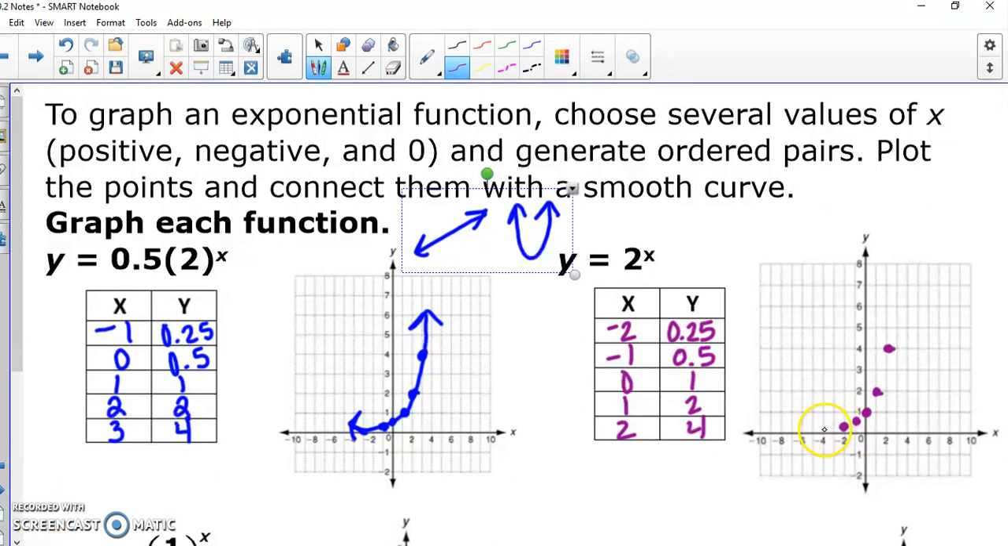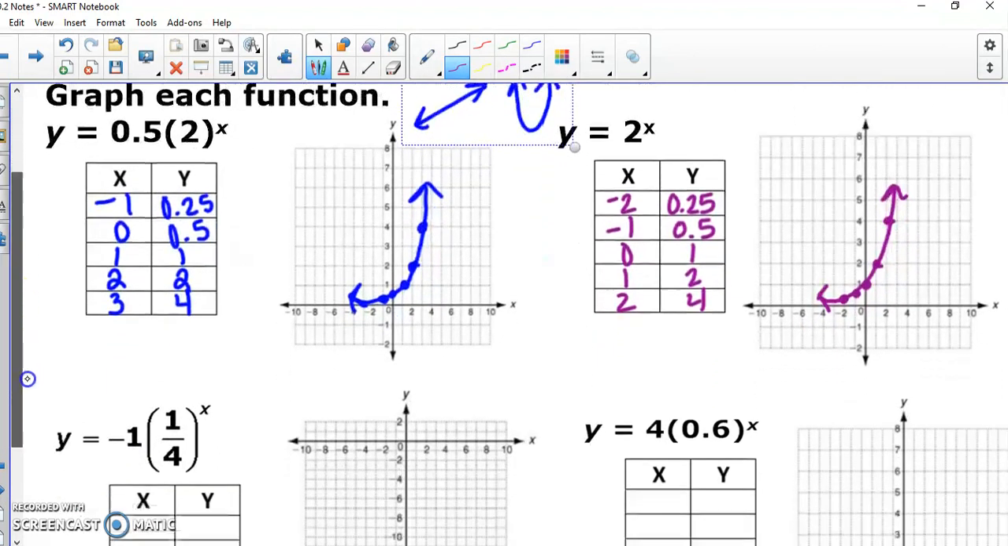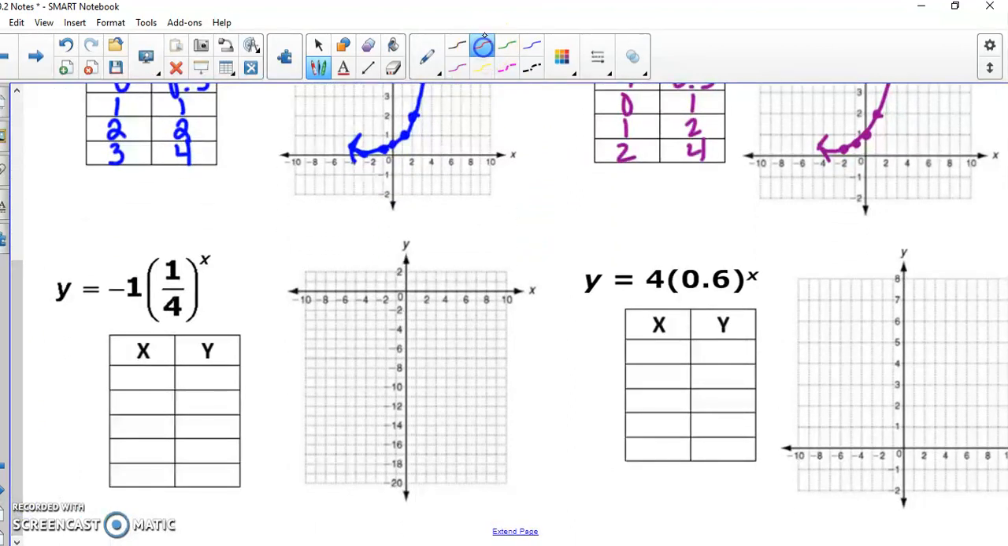And then once I've got my points plotted, I can go ahead and connect them. You'll see it looks really similar to that first one we plotted. It starts off climbing really slowly, and then it takes off really quickly. Again, that's going to be the case with all of these exponential functions. Okay, so let's do one more together.